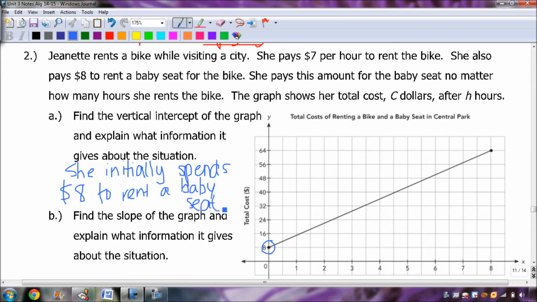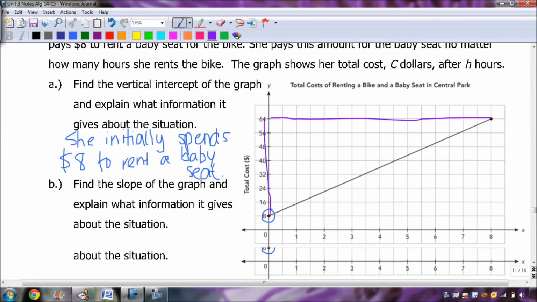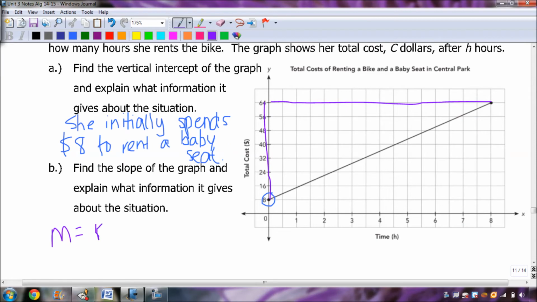Okay, and then question B, find the slope of the graph and explain what information it gives about the situation. So, same thing, I'm going to do the rise over the run. I'm going to choose a point where I know exactly what the starting amount is and exactly what the ending amount is. So I'm going to go up this much and over this much. Okay, so the rise would be from 8 to 64, which means it went up by 56. Okay, and then the run was from 0 to 8, so it went over by 8.